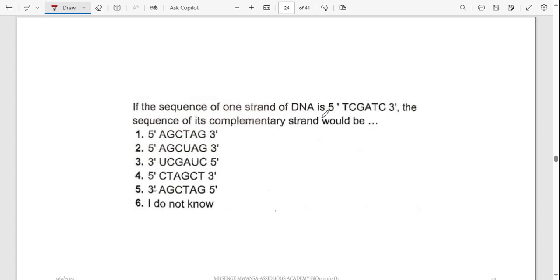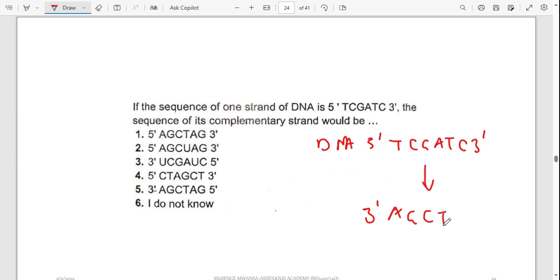If the sequence of one strand of DNA is, so you can see, this is DNA, we have got 5' end, T, C, G, A, T, C, 3' end. What will be the complementary strand? Remember, 5' will be 3', T pairs up with A, C with G, G with C, A with T, T with A, C with G, and then 5' end. So which one do you think is gonna be the answer here? 3' A, G, C, T, A, G, 5'. So this one.